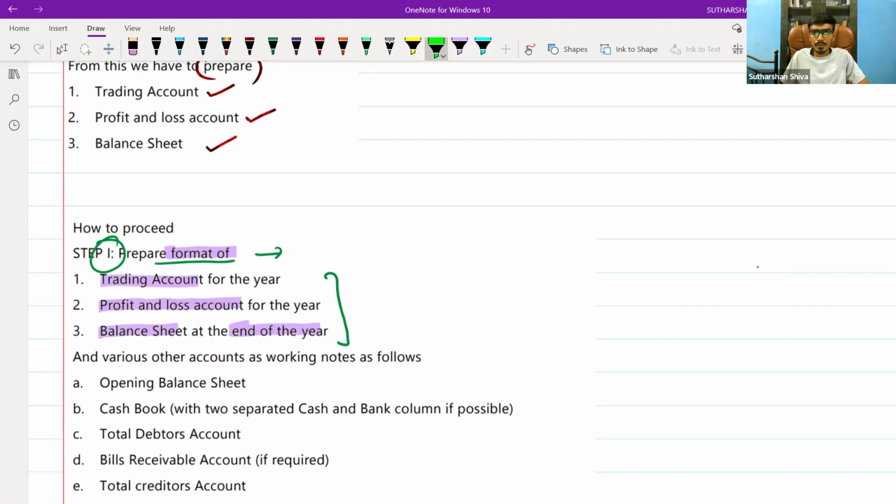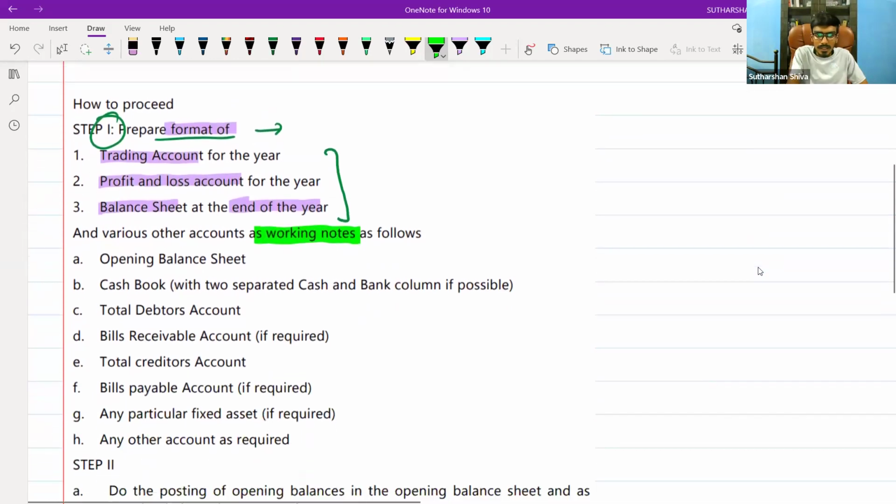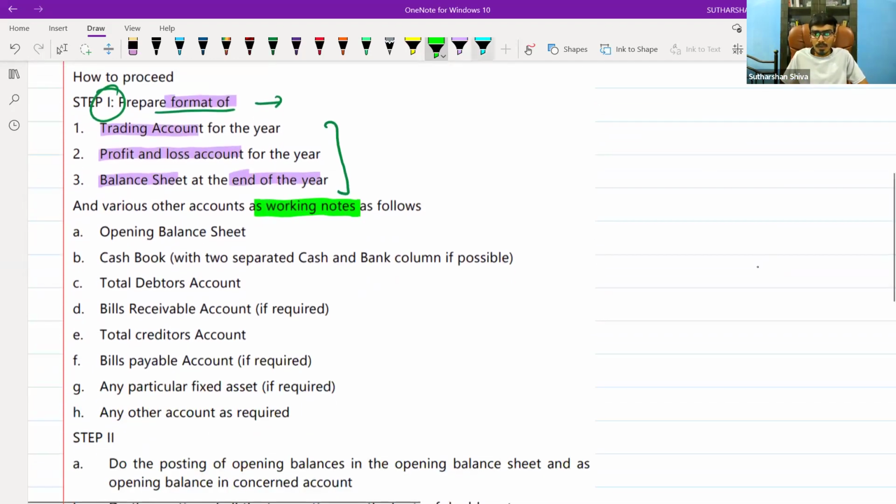Additionally, you need working notes to complete your requirement of the question, that is the trading account, profit and loss account, and the balance sheet. In this, what are the supporting ledger accounts needed? If the capital balance is not there, we need an opening balance sheet, that is, the opening statement of affairs. Cash transactions are given, so we need to prepare a cash book.